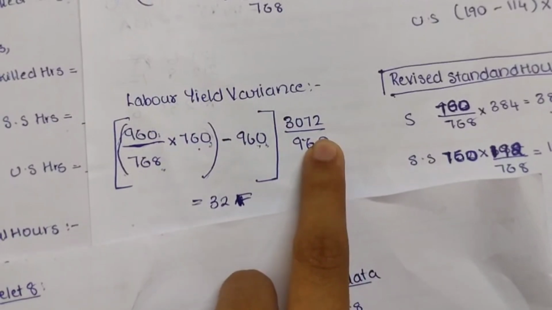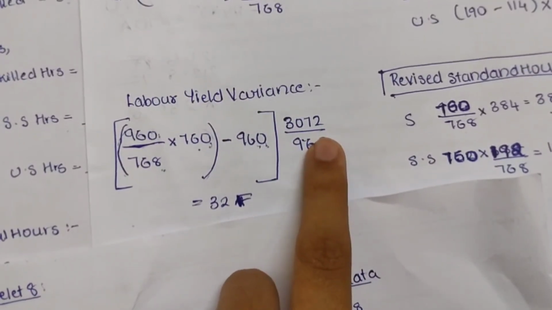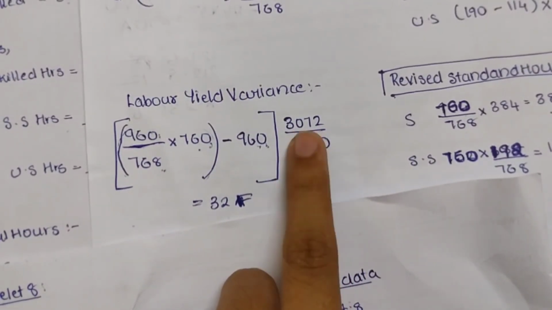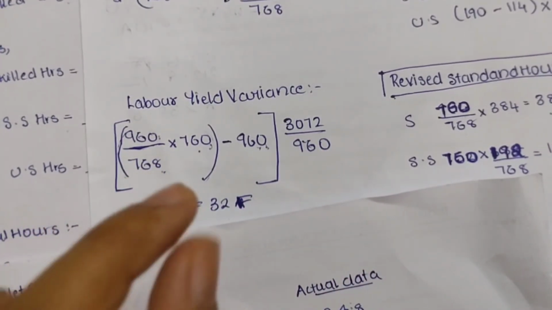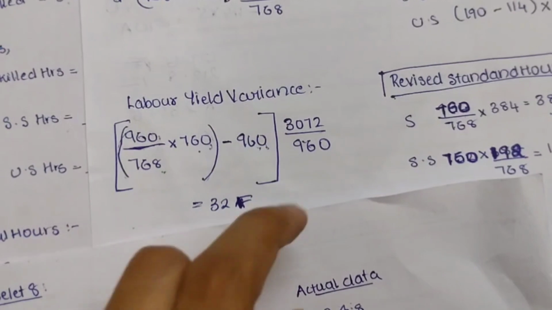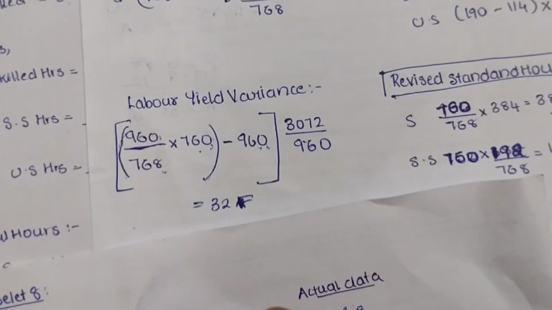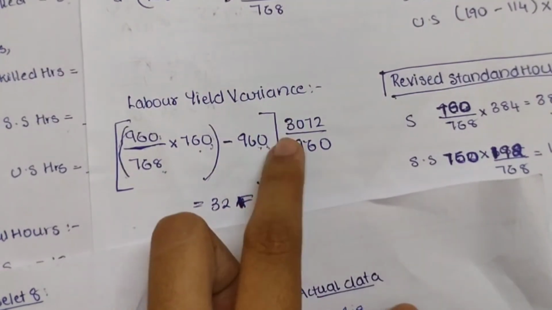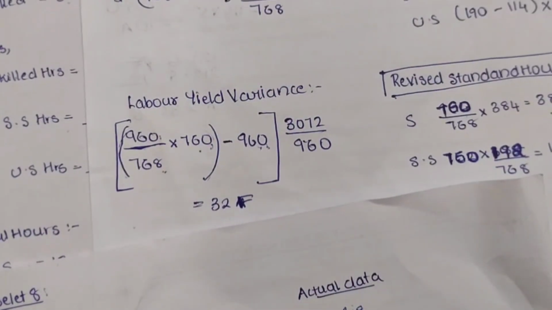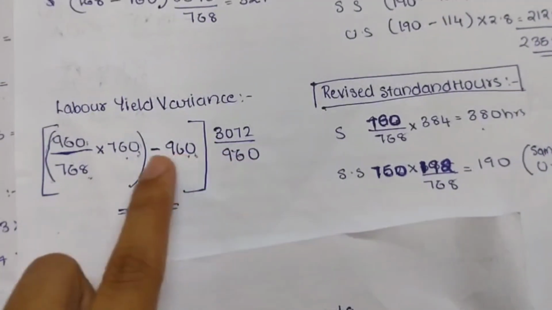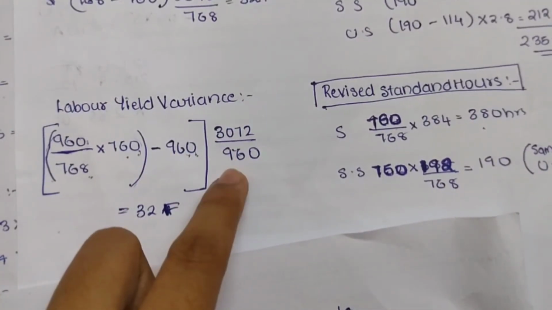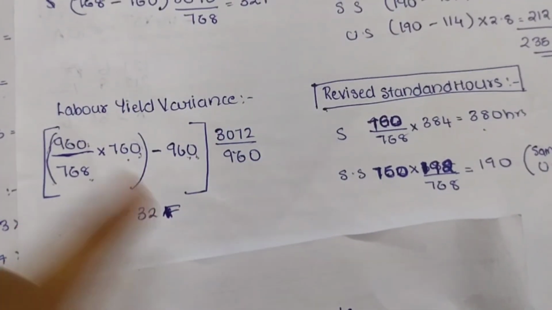3072 is the standard amount. To understand the standard rate per unit of output, we are dividing it by 960 itself, the actual output. So we'll get the standard rate for one output. Once we multiply this negative 10 with this amount, we will get 32 favorable.